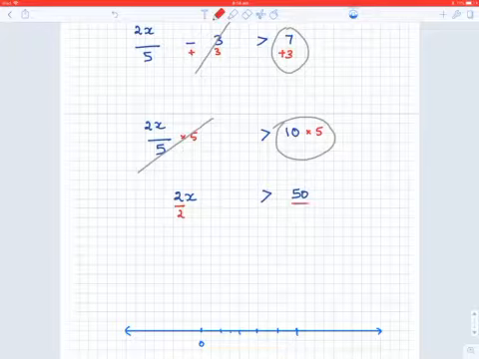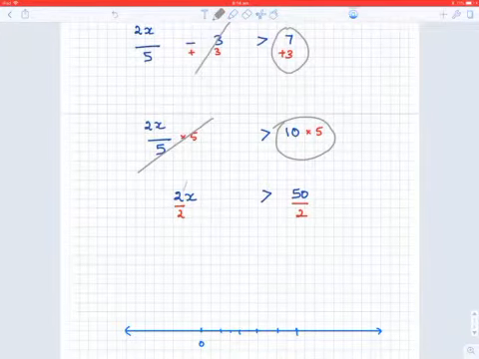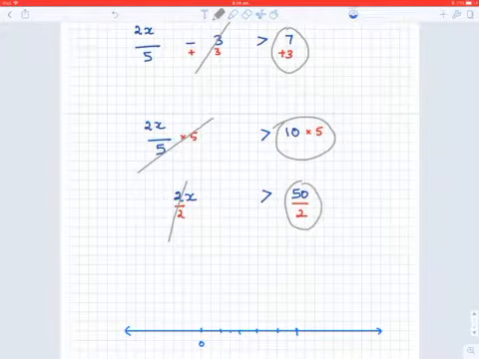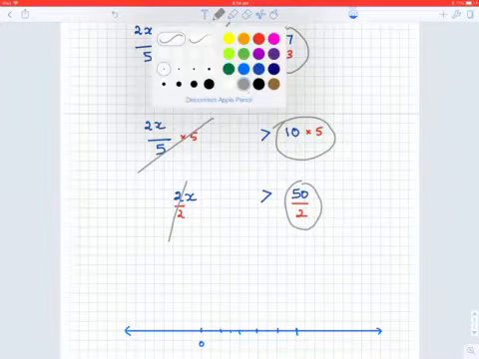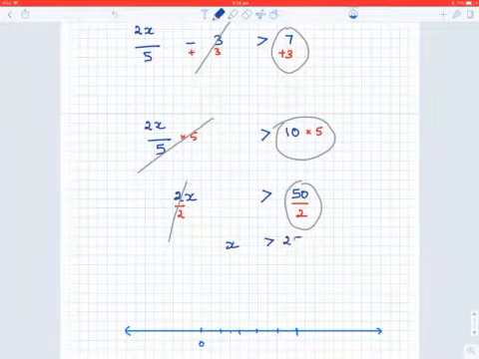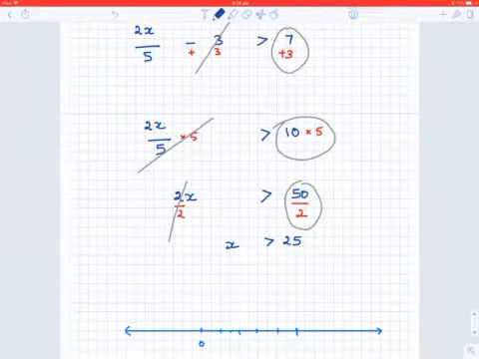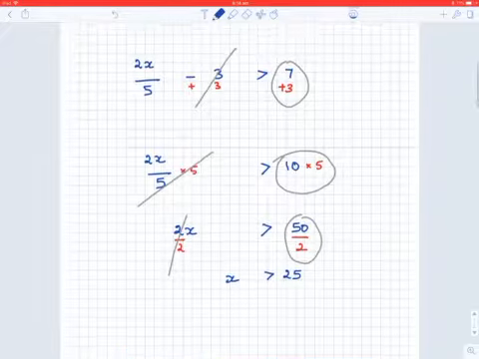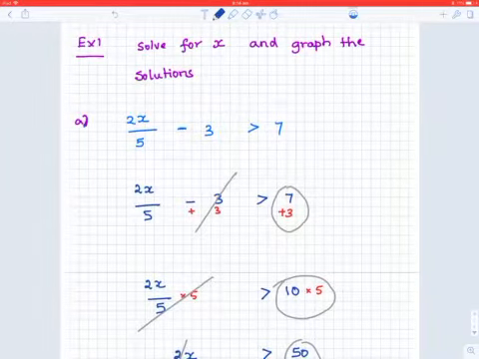Now, 2x means 2 times x or x times 2. We do the opposite of times 2, which is divided by 2 on both sides. One side is a slash, the 2 disappears, and the other side is a circle, leaving your answer: x more than 25. So this is your solution.